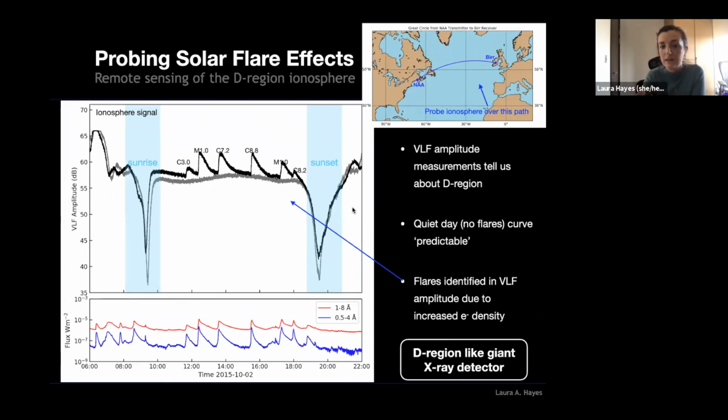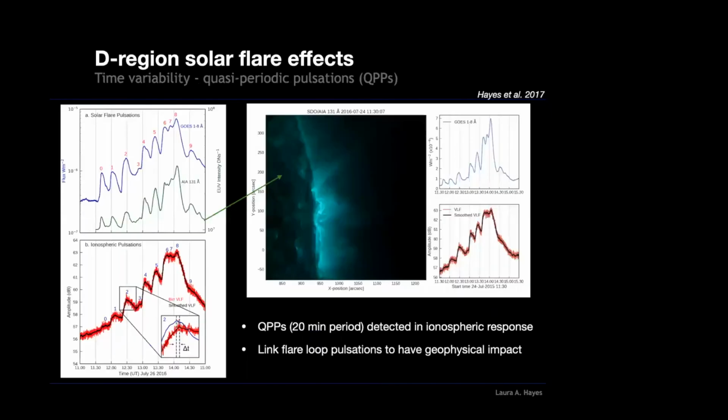And in this way, this is one of the only ways we can really observe and identify solar flares in this D region and be able to probe how they affect this region and how we can understand its geophysical impacts. And Nora, can I just ask about that previous plot?